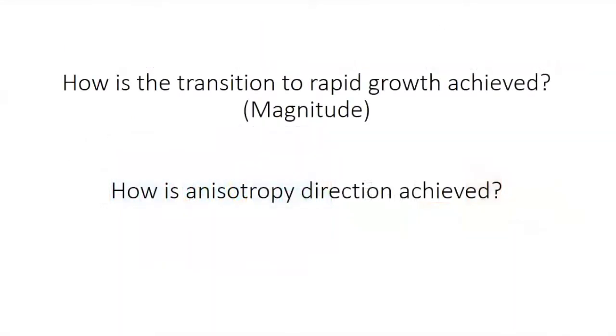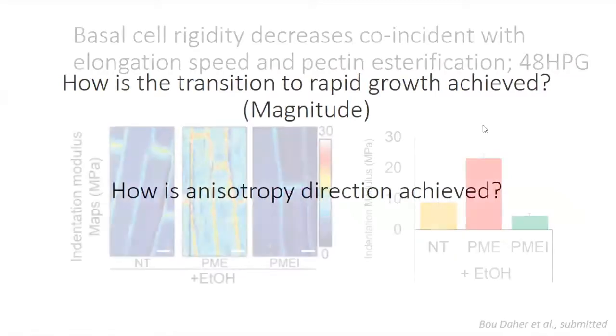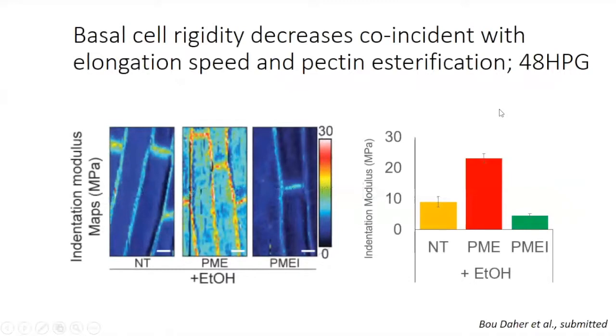But now I want to ask this question about how the direction in anisotropy is achieved. One of the things you get is some spatial information, and you might notice that these transverse walls appear to be more rigid in the non-transgenic than these elongating walls. A really easy way to explain that is because these walls are just thinner. If you push on something that's thinner, it will feel softer, regardless of whether the material is different.